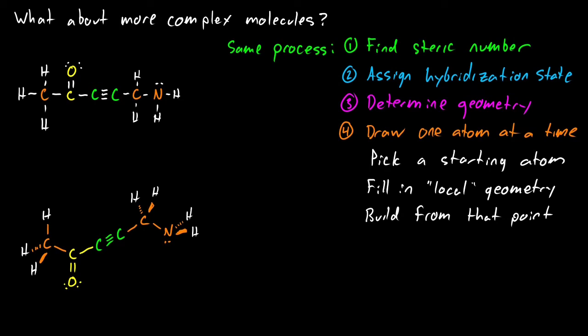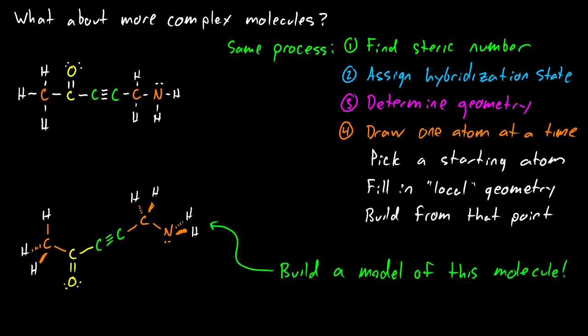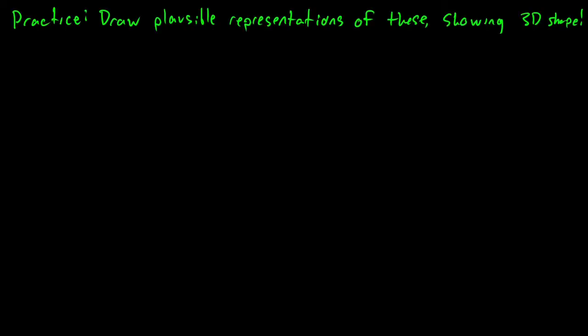One small piece at a time is how we can accurately draw the 3-dimensional geometry of the whole molecule. What I'd highly recommend here is to build a model of this molecule and twist and turn your model around until you can find the correct alignment with how we have drawn this on the page. Let's do a little bit of practice. What I'm going to do here is show you 3 molecules, and I want you to draw a plausible representation of them showing accurate 3-dimensional geometry.